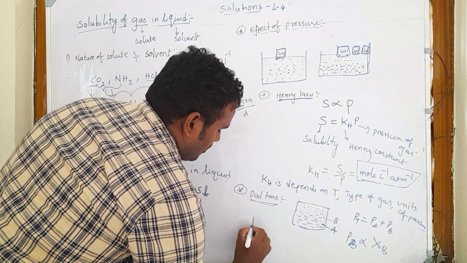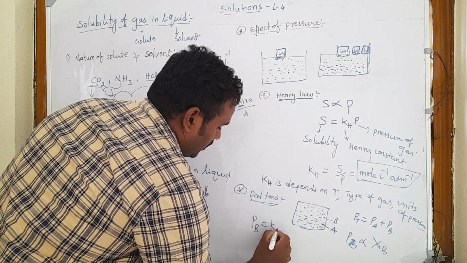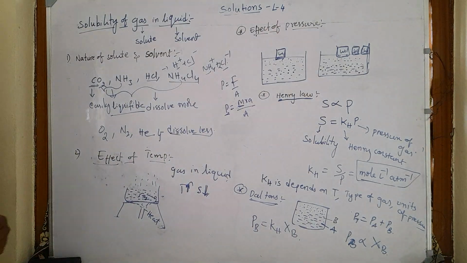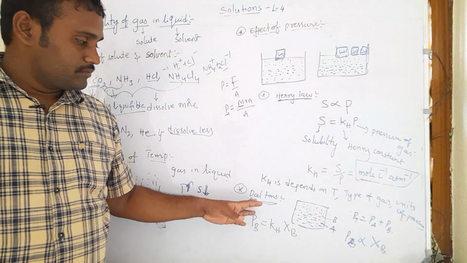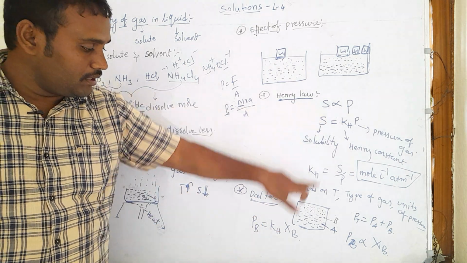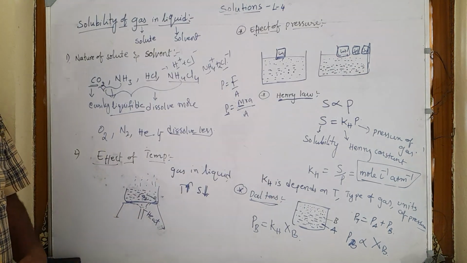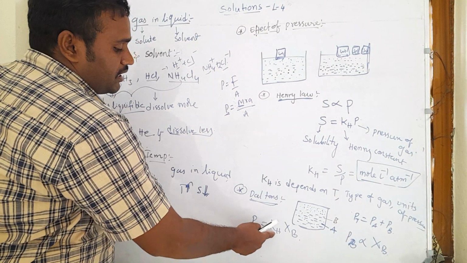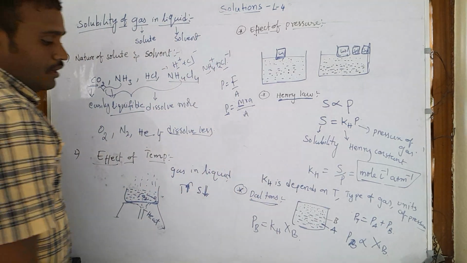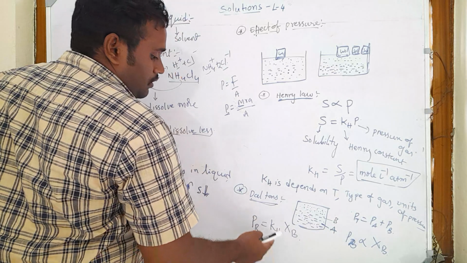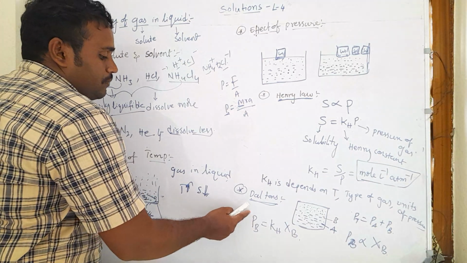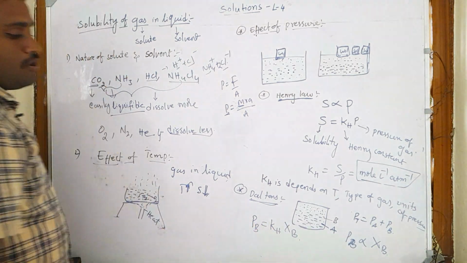So here the partial pressure of B is equal to kh into the mole fraction of B. This is just like Henry's law, but here instead of solubility we are going to consider mole fraction. So the partial pressure is directly proportional to the mole fraction of B. To remove this proportionality, we are going to keep a constant, that is Henry's constant. So the partial pressure of B is equal to Henry's constant into the mole fraction of B.